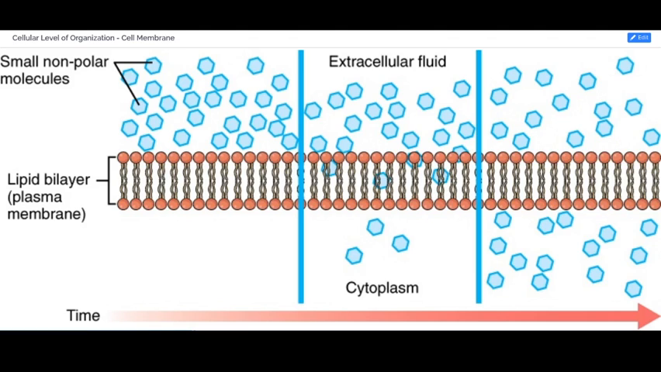Nonpolar molecules, essentially meaning lipids, as long as they're not too large, can cross directly through the cell membrane, mostly unimpeded. And so we see here three different snapshots in time as a concentration of small nonpolar molecules on the extracellular side of a cell membrane will work their way through the membrane until they have diffused to an equilibrium on either side.